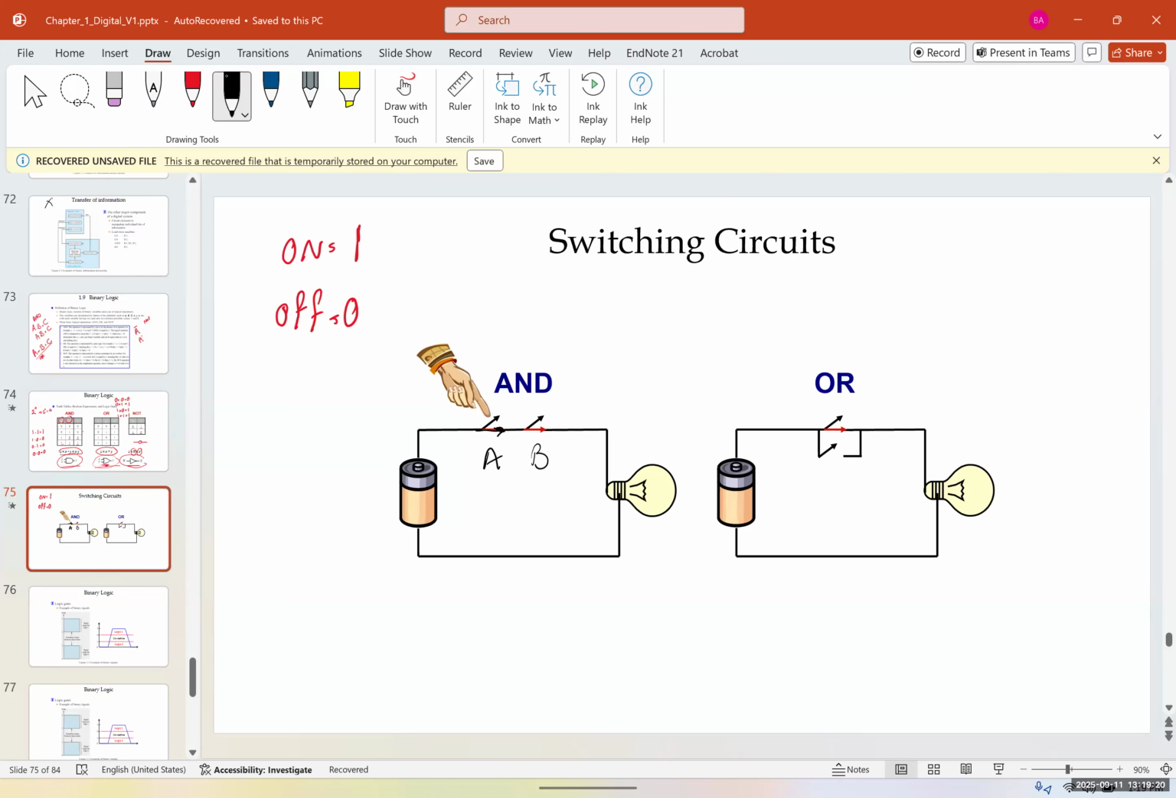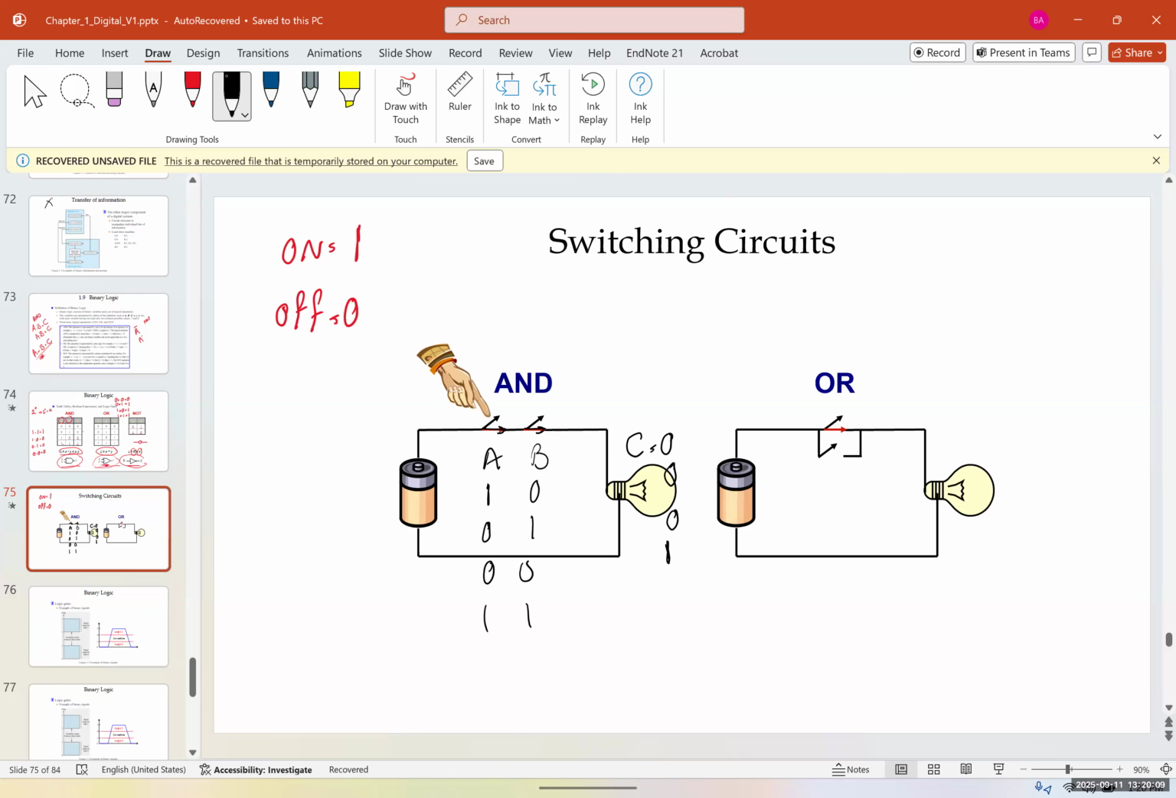What if A is 0 and B is 1? Same, this would be 0. What if both of them are off? Still 0. And what if both of them are on? C would be equal to 1. So the only condition that we can turn on this lamp is if both switches are closed, or on.